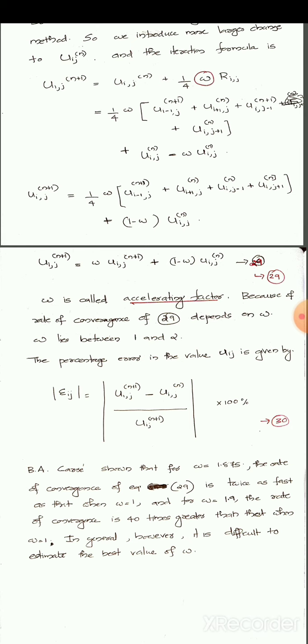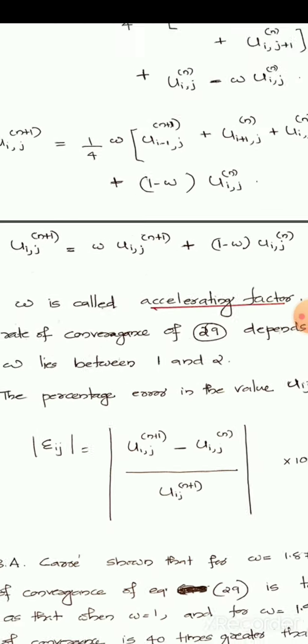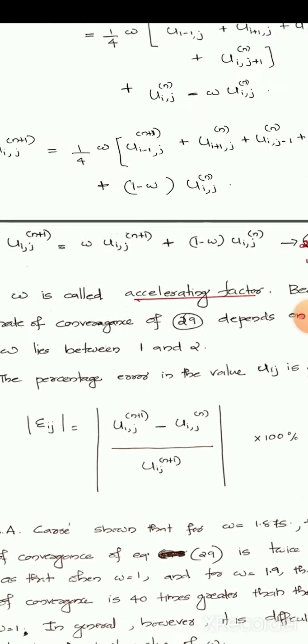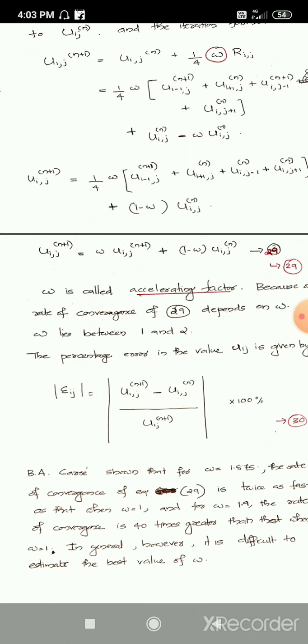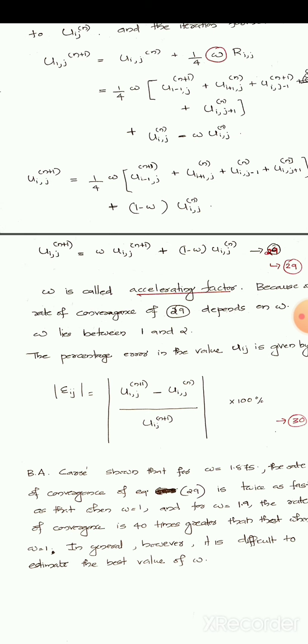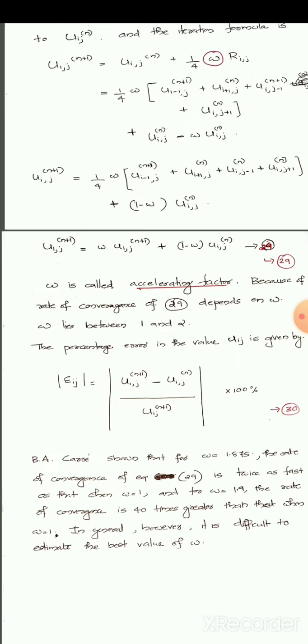Here, omega can be called an accelerating factor, because the convergence depends on omega, and its value lies between 1 and 2. As we know, the percentage error in u_ij is given by the modulus of u_ij of n plus 1 minus u_ij, divided by u_ij of n plus 1, into 100. It gives the percentage value.